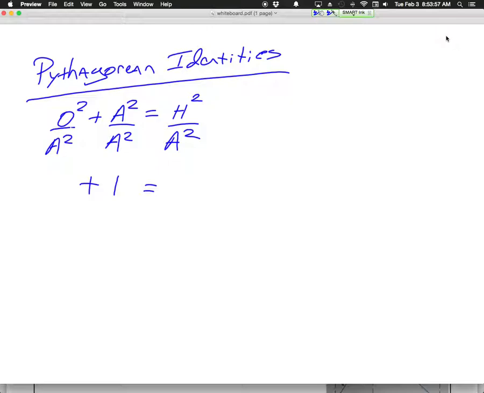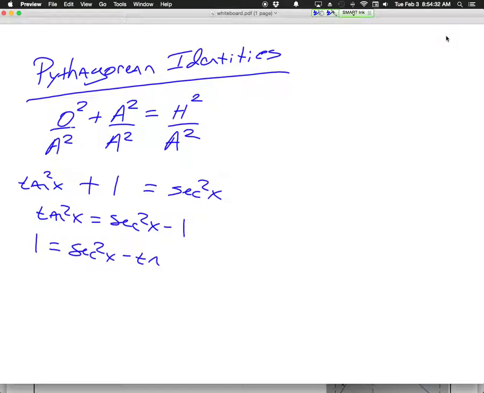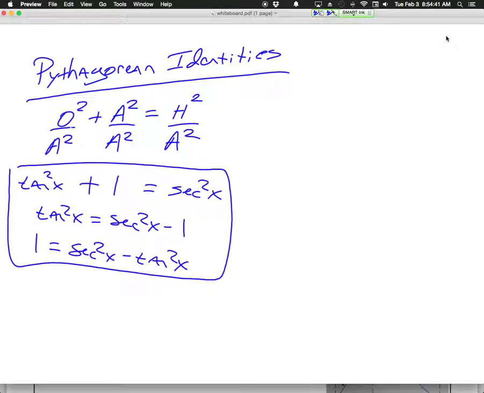What is O squared over A squared going to turn into? Tangent squared. And h squared divided by A squared. Secant squared. So tangent squared plus 1 equals secant squared, another Pythagorean identity. And again, we can do 2 subtractions to get some variants off of this. If I subtract 1, it gives me tangent squared x equals secant squared x minus 1. Or if I subtract tangent squared, I get 1 equals secant squared x minus tangent squared x. So there is my last set of 3 on the Pythagorean identities.